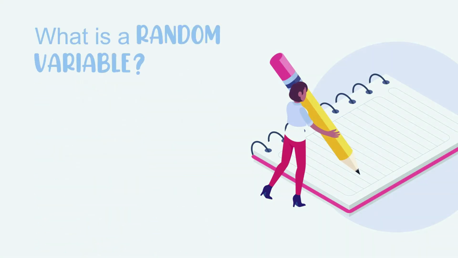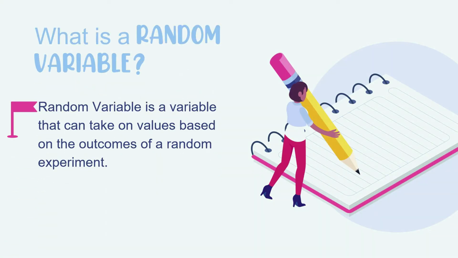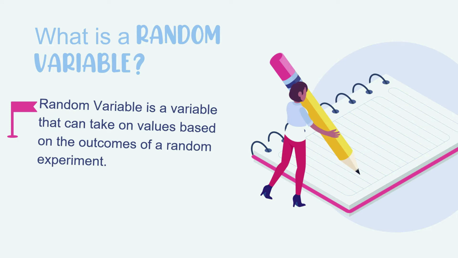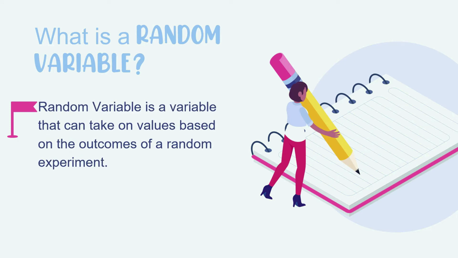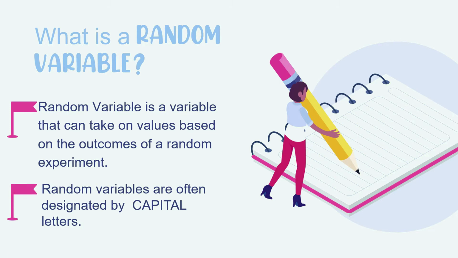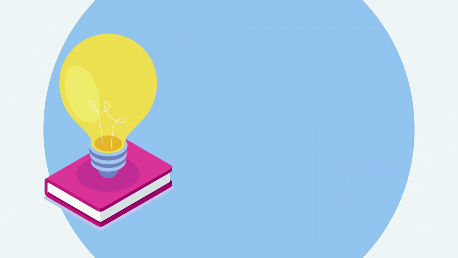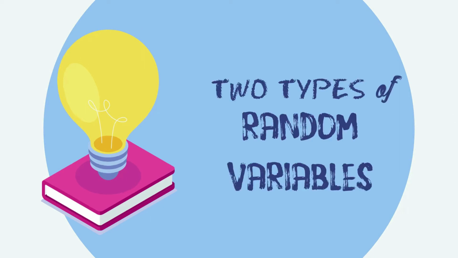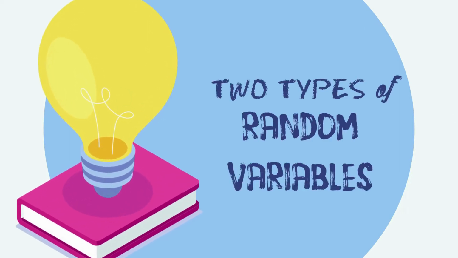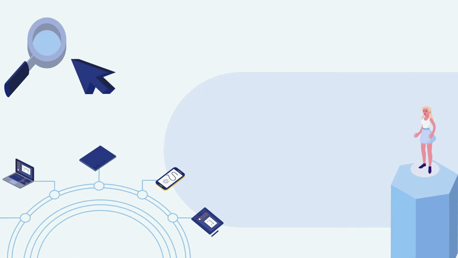Now, what is a random variable? A random variable is a variable that can take on values based on the outcomes of a random experiment. They are often designated by capital letters. There are two types of random variables. First is the discrete random variable.